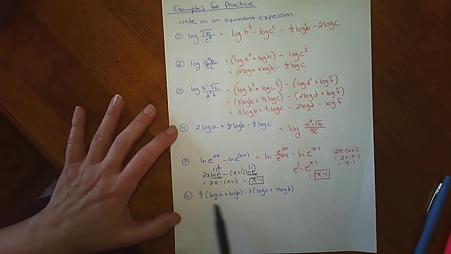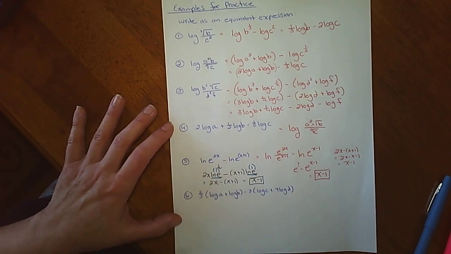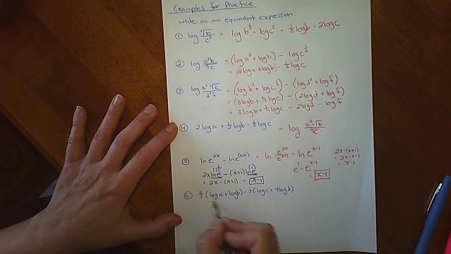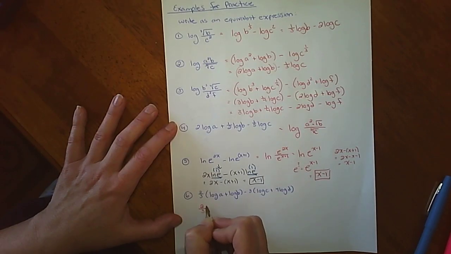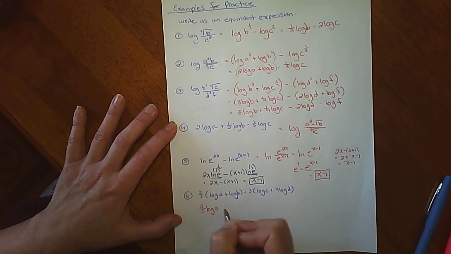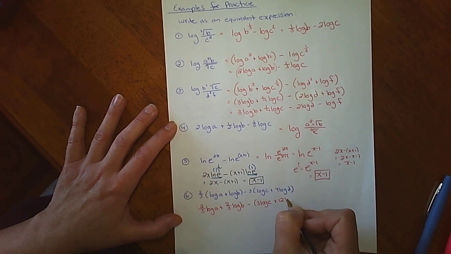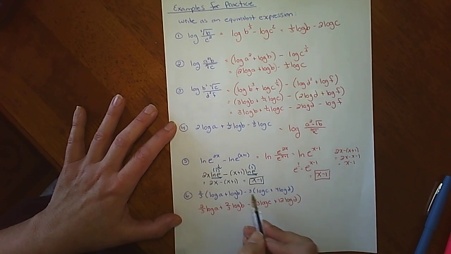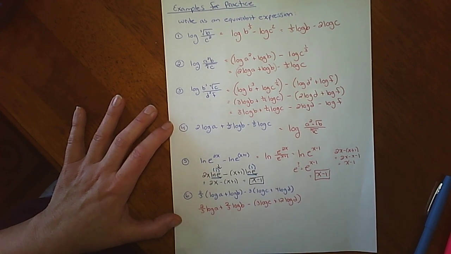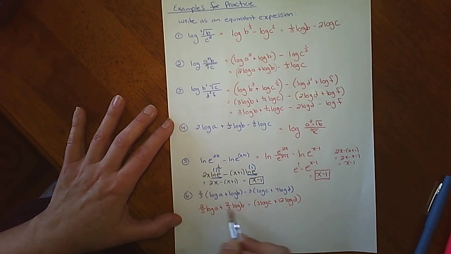All right, and finally, let's take a look at this guy. I'm going to distribute this. So this becomes 2/3 log A plus 2/3 log B, right? Minus, this would be 3 log C plus 12 log D. So I distributed the 3 inside, still got the minus there. So these two are going to get multiplied together.